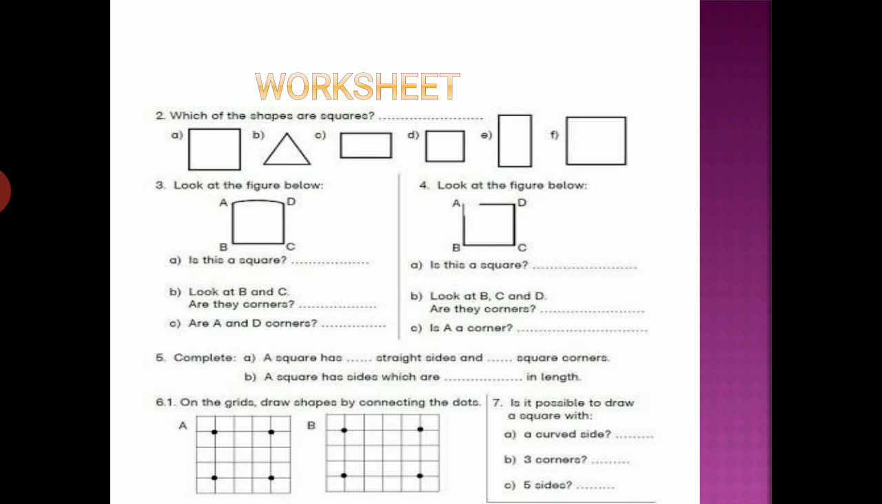Next question, look at the figure below. A, B, C, D is a figure, and look carefully at this figure and now answer these questions. Is this a square? Say, this is a square or not? No, it's not a square, because in this figure A and D is a curved line, and square has all the sides straight lines.